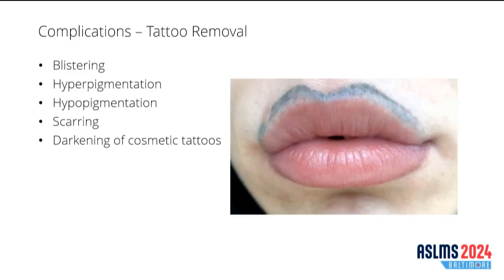So paradoxical darkening of red or pink tattoos after a Q-switch laser usually occurs due to the reduction of ferric oxide to ferrous oxide. And this tattoo ink darkening is considered to be irreversible. However, with continued Q-switch treatments, we can help with removal. This complication is most commonly seen during treatment of cosmetic tattoos used as permanent makeup on the lips and the brows.